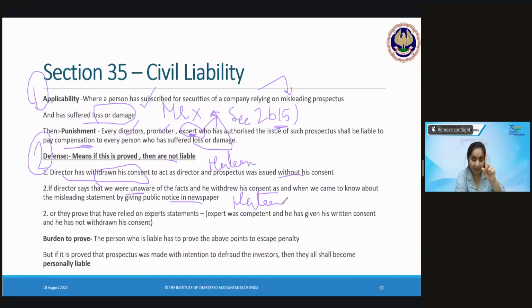Either I have withdrawn my consent before issuing the prospectus, or if I'm not aware, I'm traveling, I'm somewhere abroad, and you're issuing the misleading prospectus without my authority, I have to give a public notice in newspaper that I withdraw my consent. And third is, these poor people, promoters and directors, they have relied on expert statement.